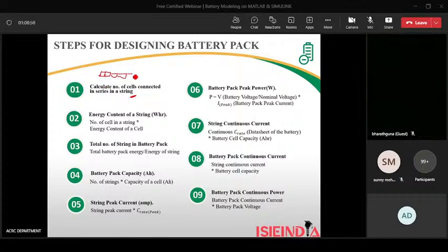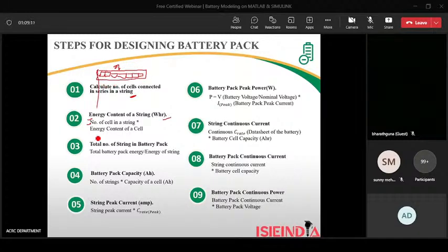So the batteries connected in series make a string. Then we will be finding the energy content of that particular string. How we will be finding it is that when n number of cells are connected in series.